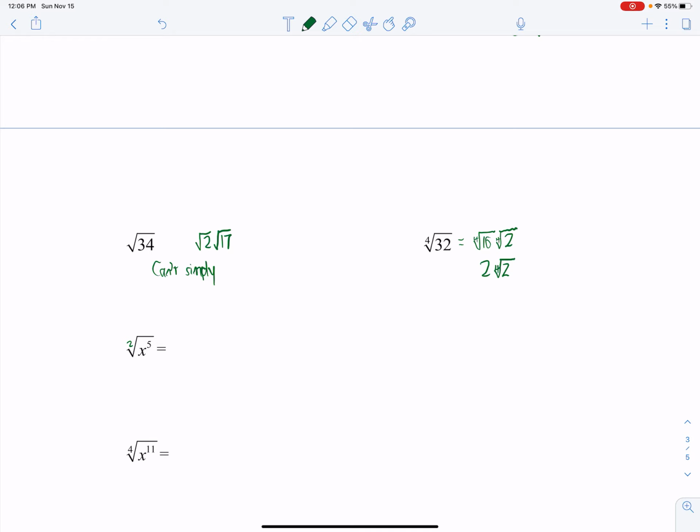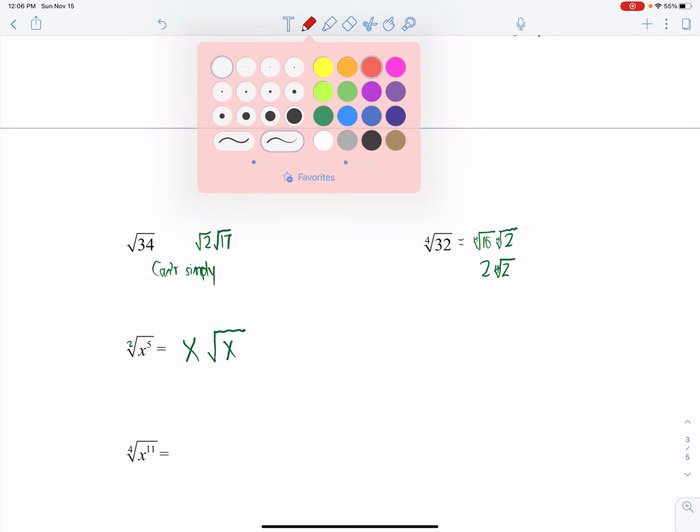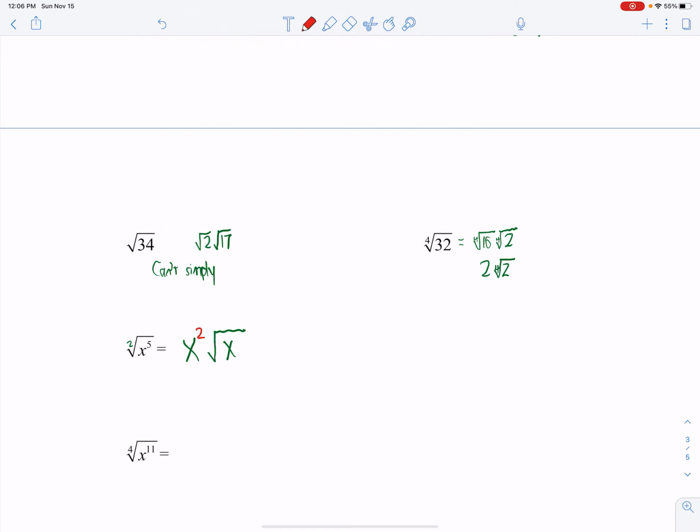And the way you work it out is this. You're going to have an exponential power outside, and we're going to have something left under the square root. 2 goes into 5 twice with a remainder of 1. So since it goes into 5 twice, we have x squared. But since there's a remainder of 1, we still have x to the first left under that square root.